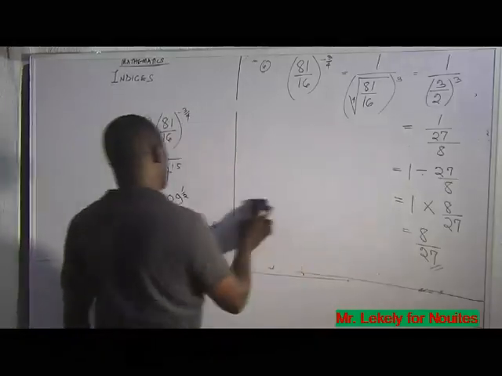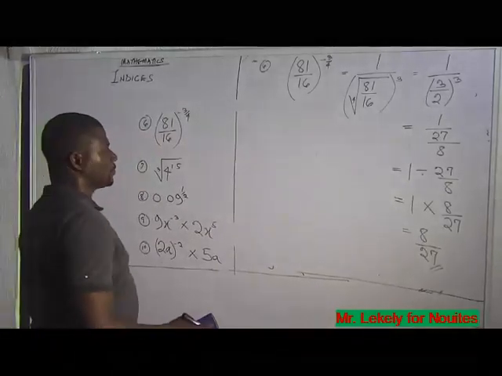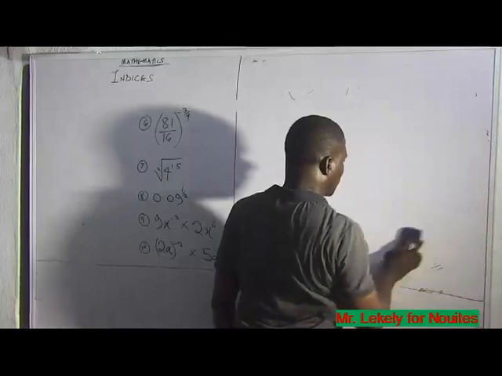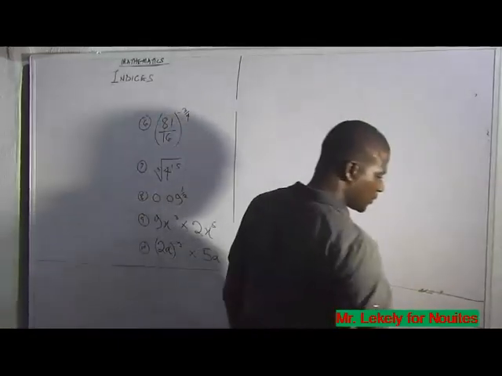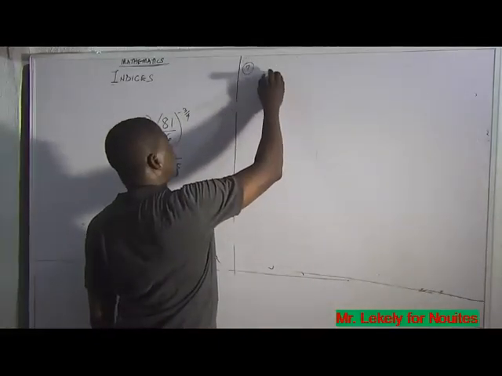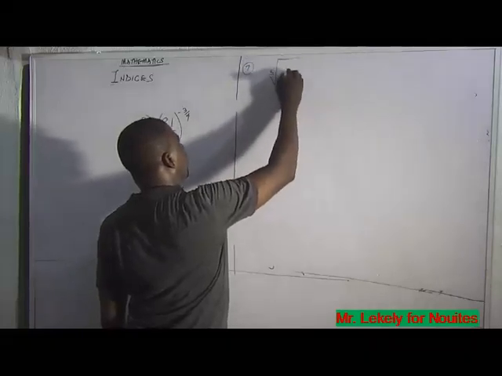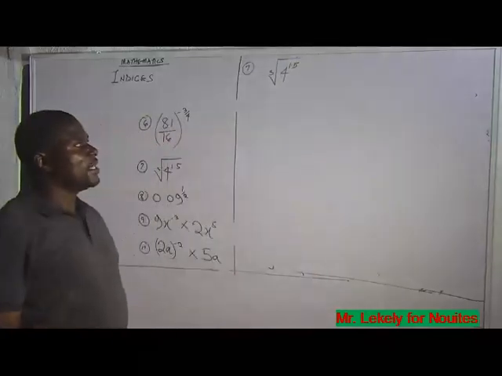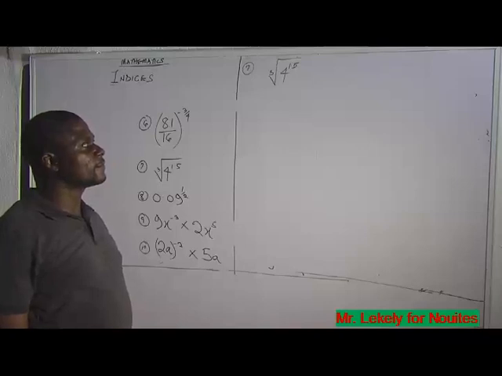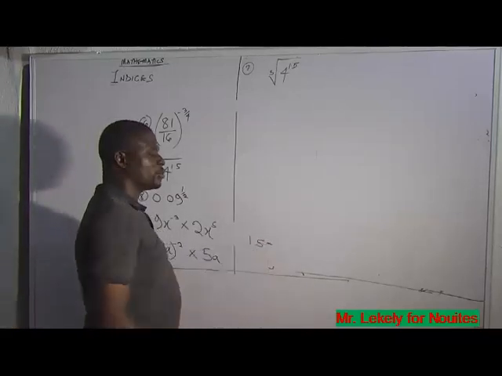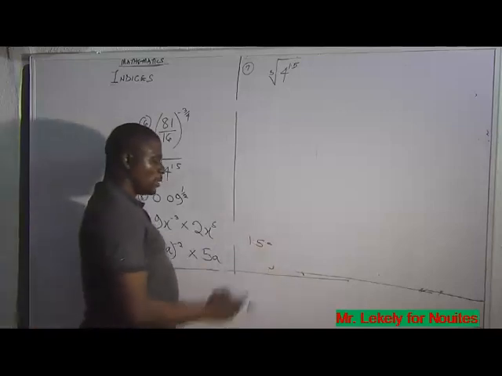Okay, let's look at question 7. This is question 6. Now question 7, I have cube root of 4 raised to the power 1.5. Now if you look at this, 1.5, I told you how to convert decimal to fraction in the previous video, previous class.